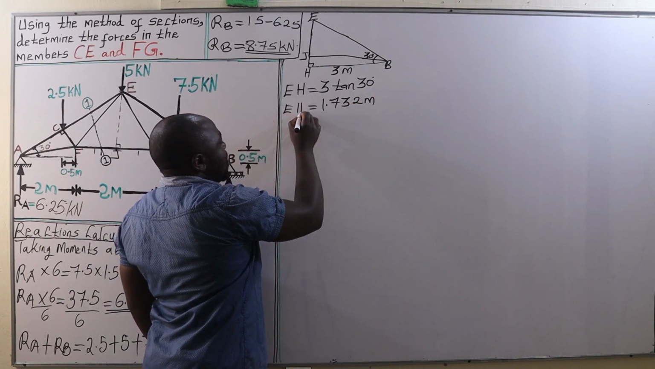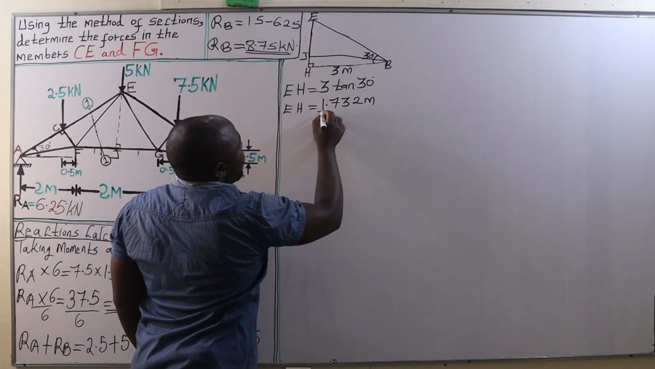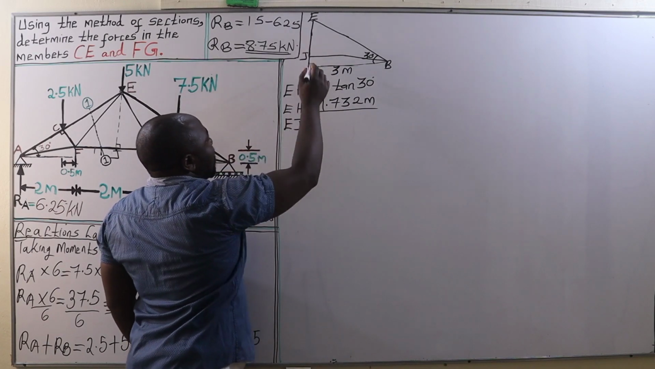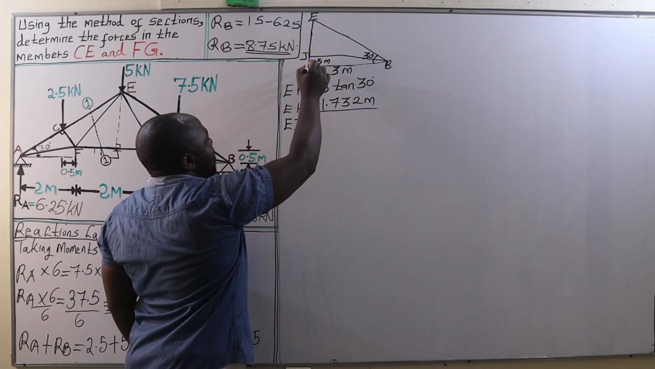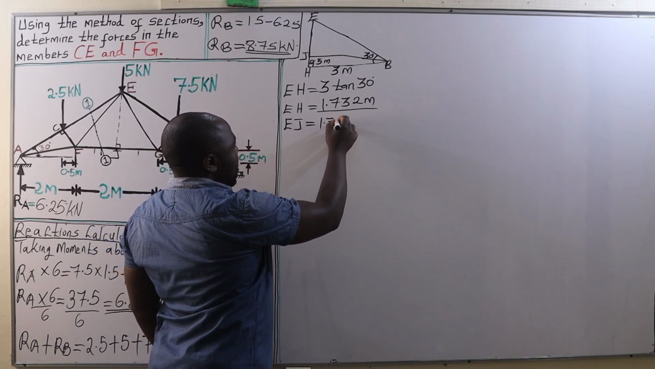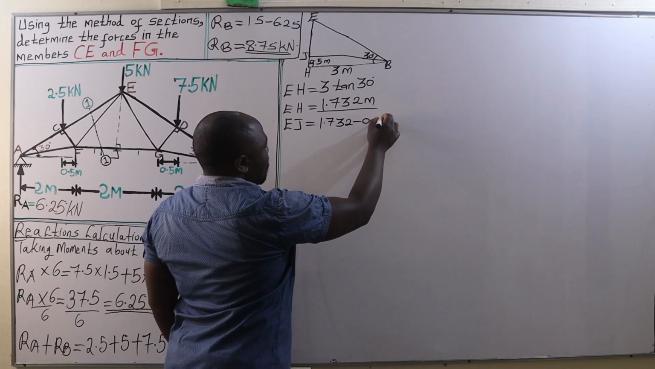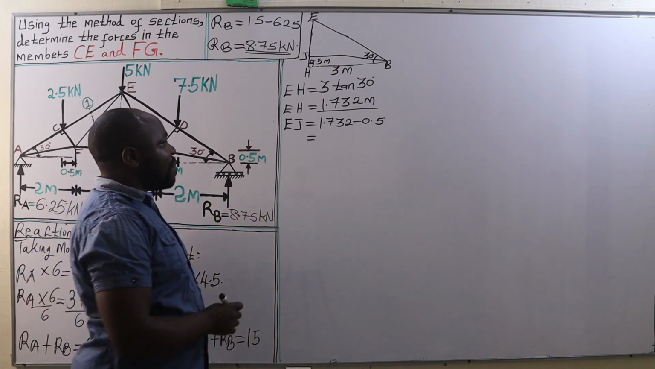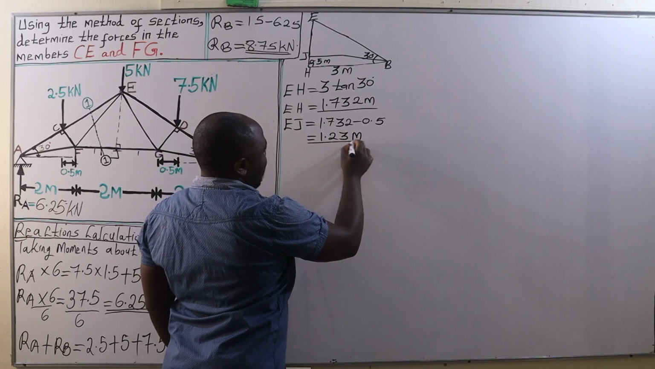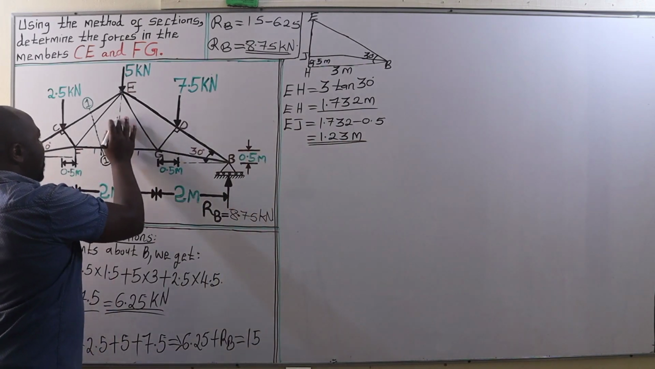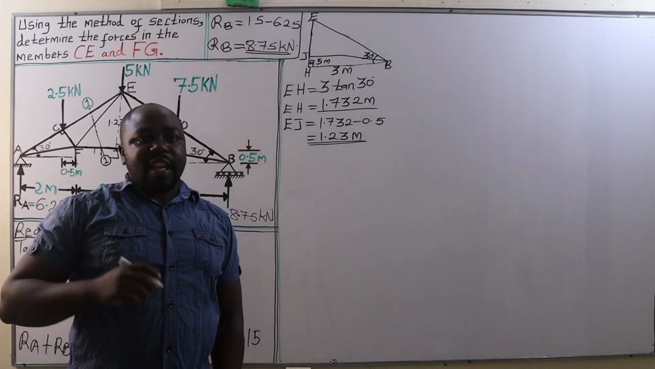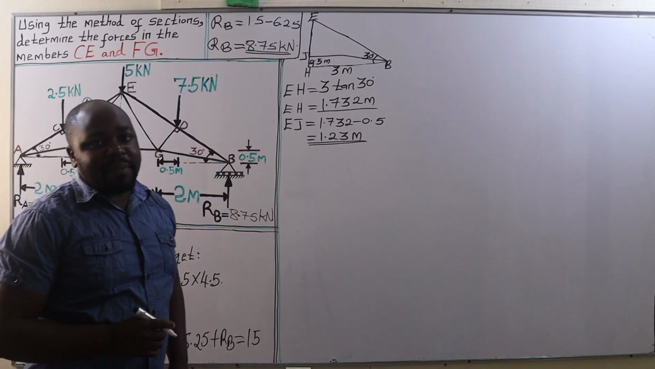Therefore, the distance from E to H is 1.732 meters. And this gives us the distance from E to J. Remember, this section here is 0.5 meters. The distance from H to J is 0.5 meters, and therefore the distance from E to J will be 1.732 meters minus 0.5 meters, and that's going to give us 1.232 meters, approximately 1.23 meters. Therefore, we got this perpendicular distance, which is now 1.23 meters.